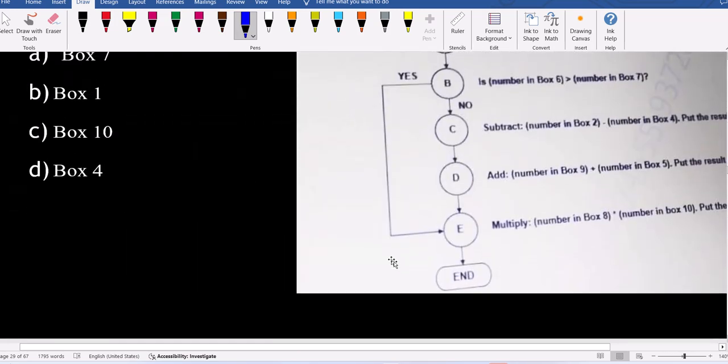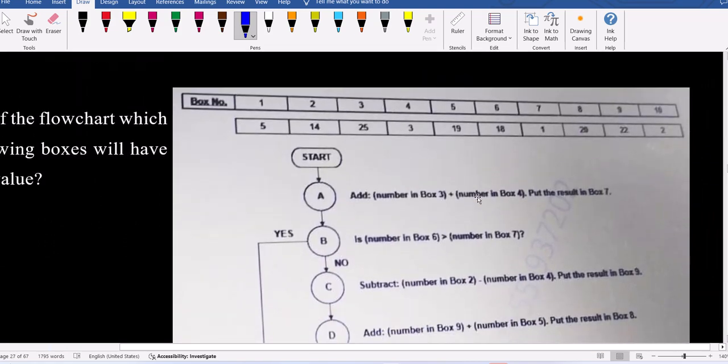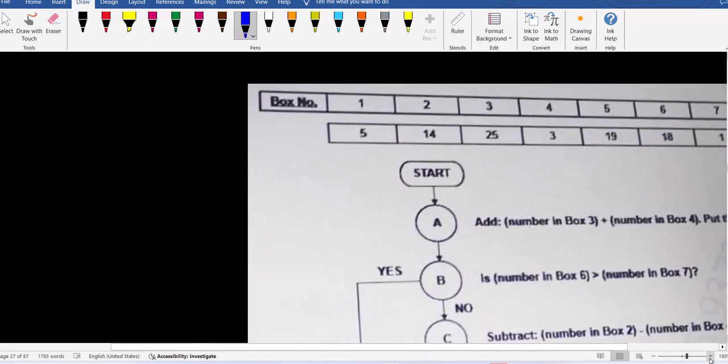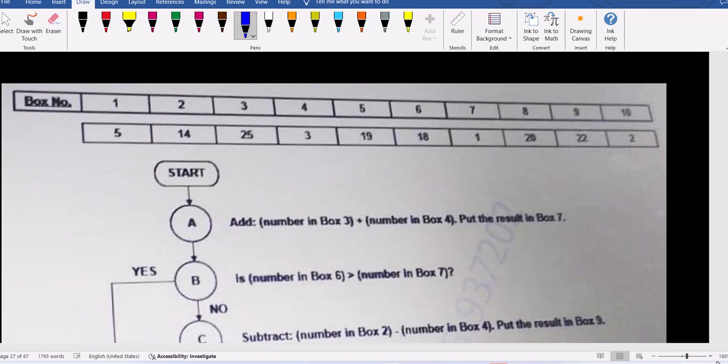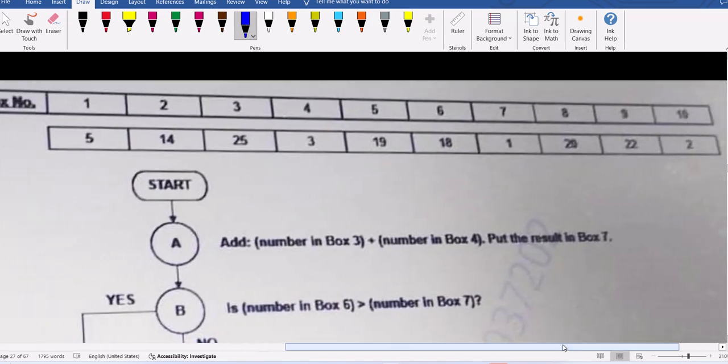Now looking at that flowchart, your first step is box 3. I understand, okay, it's not visible properly for you. I'll just try zooming as much as possible.